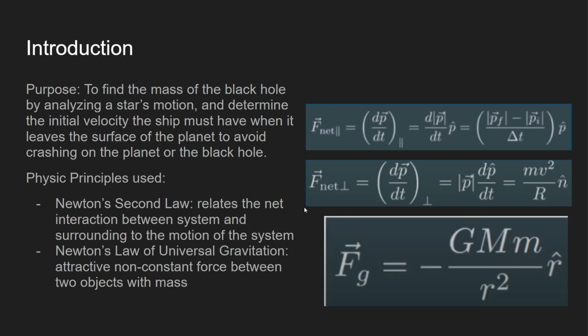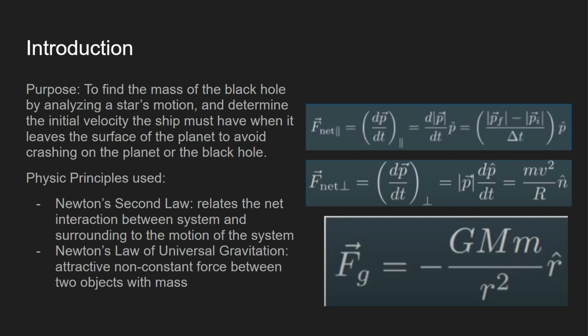Alright, so here's the introduction of the lab. The purpose is to find the mass of the black hole by analyzing a star's motion and determine the initial velocity the ship must have when it leaves the surface of the planet to avoid crashing on the planet or the black hole. So here are some principles that we use.